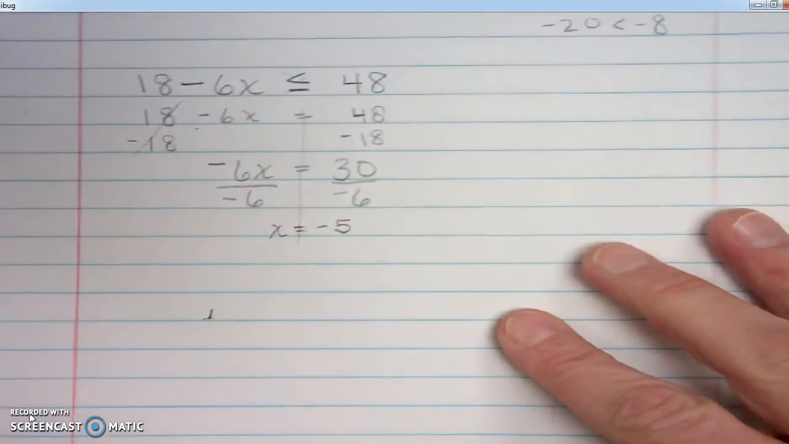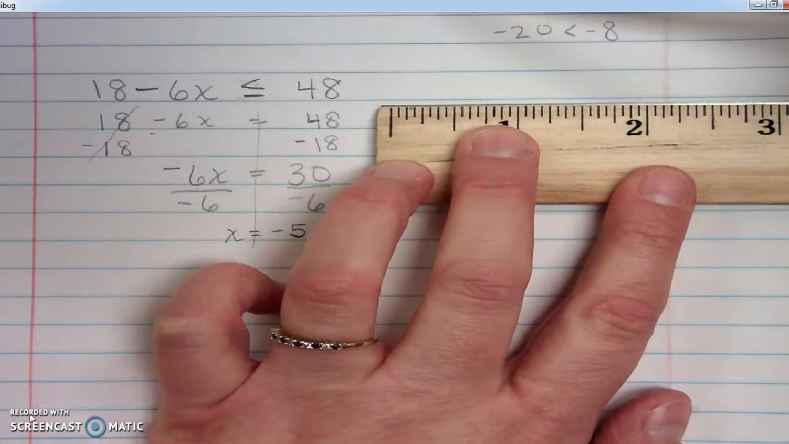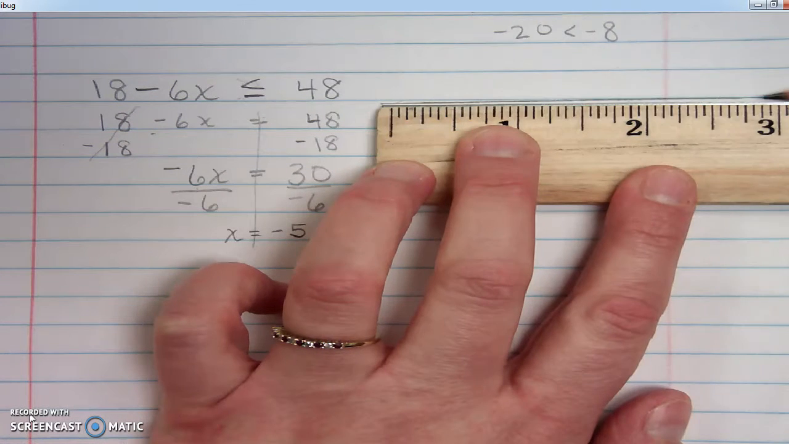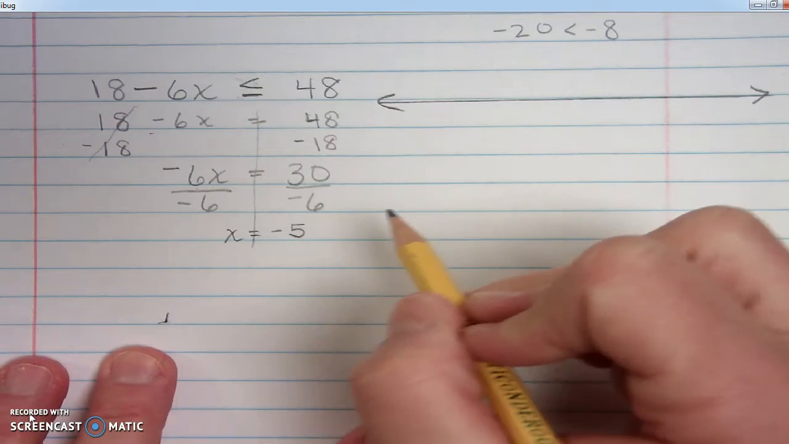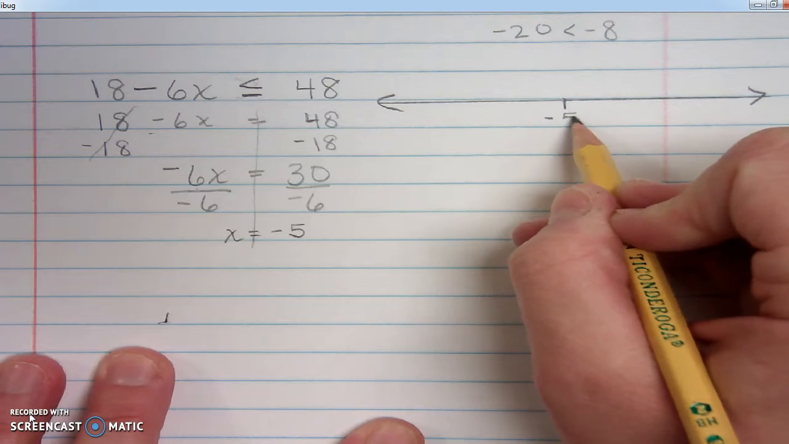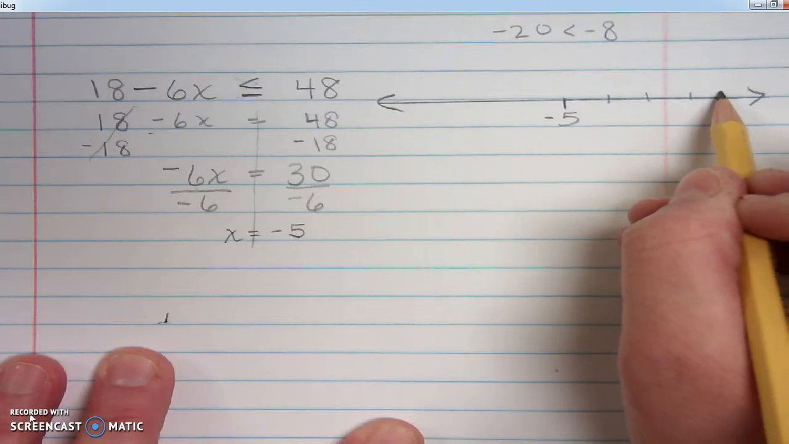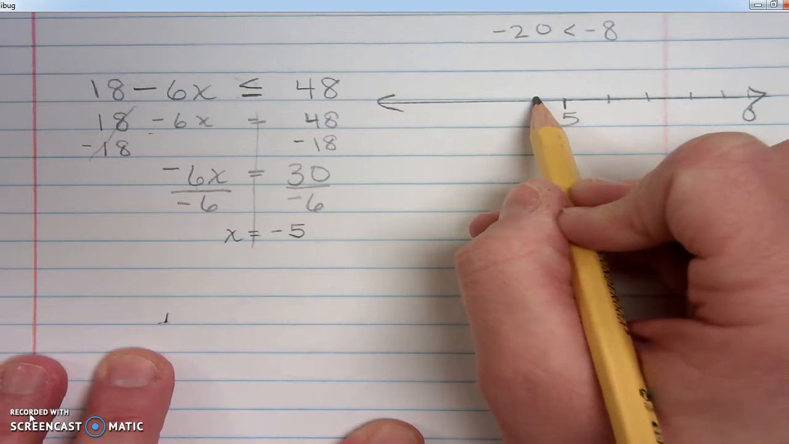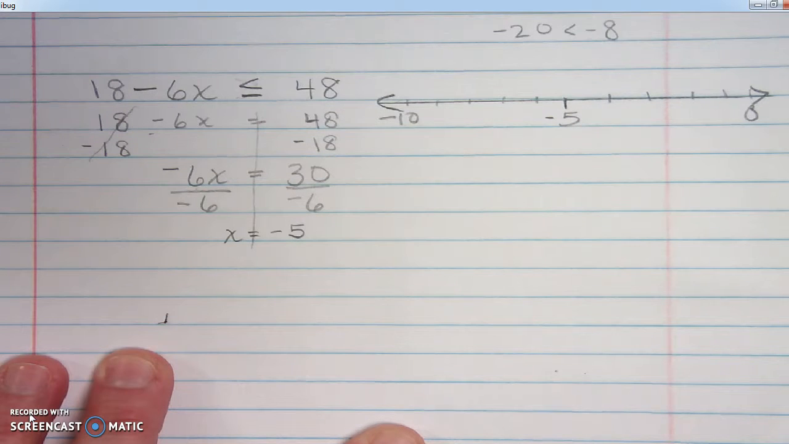So x equals -5. That's not the final answer though, because it's an inequality, not an equation, so there's more to this. So I need to graph my solution. And since there's no scale on this for me, I'm going to put -5 here in the center, put things to the right of -5: 4, 3, 2, 1, 0, there's 0, 6, 7, 8, 9, 10, -10. Okay, there we go. Now I have a graph.